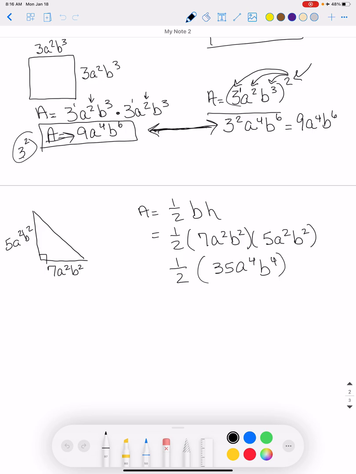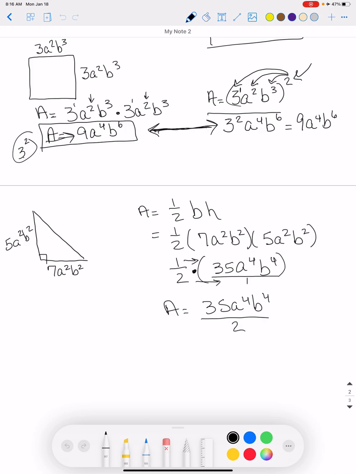And now I need to distribute that 1/2. Well, 35 is an odd number, and I don't want to have a decimal here. So if you think about it, every whole number is really over 1, and every whole number or monomial is really over 1. And so if you multiply a fraction times a fraction, you just multiply the top by the top. So 1 times 35a to the 4, b to the 4 is just 35a to the 4, b to the 4. And then you multiply across the bottom. 2 times 1 is 2.